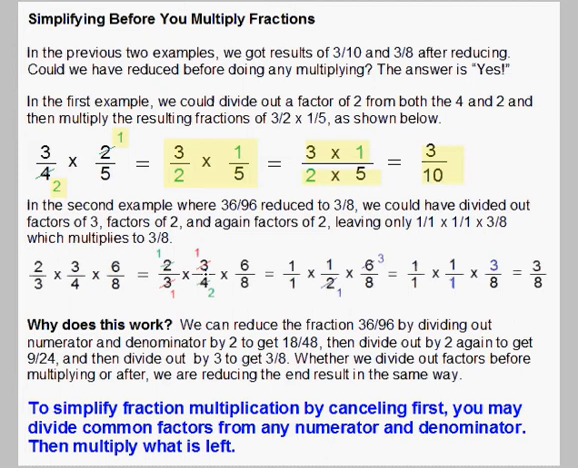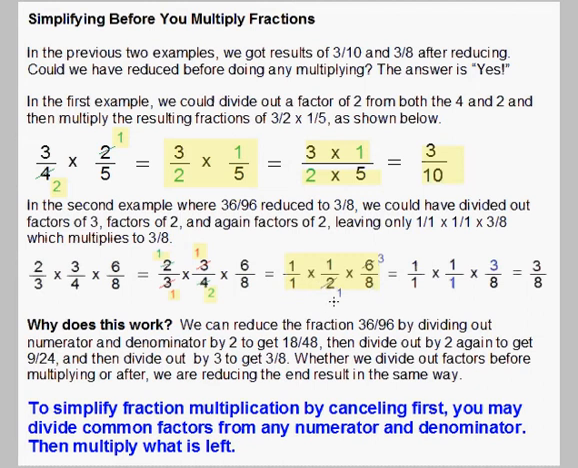In the second example, where 36/96 reduced to 3/8, we can do the same thing here. We look for factors that are common to both numerator and denominator. Factors of 3 divide into both 3 and 3, giving us a 1 and a 1. And we can divide a factor of 2 into 2, giving us a 1, and divide a factor of 2 into 4, giving us a 2. Now what we have is 1 over 1 times 1/2 times 6/8.